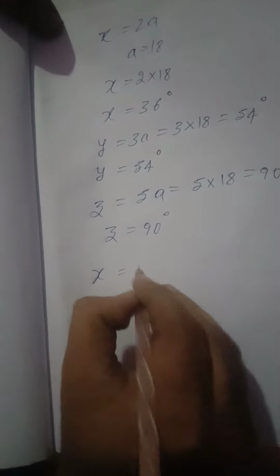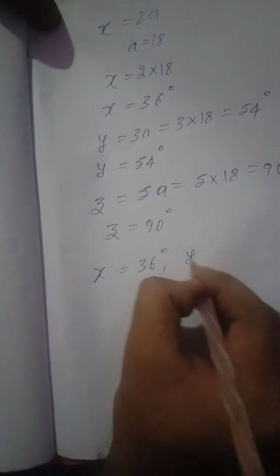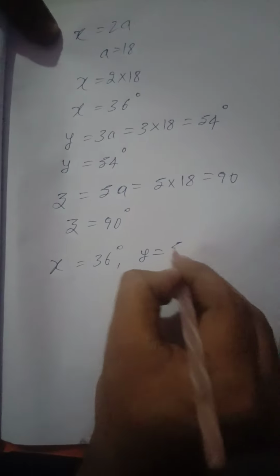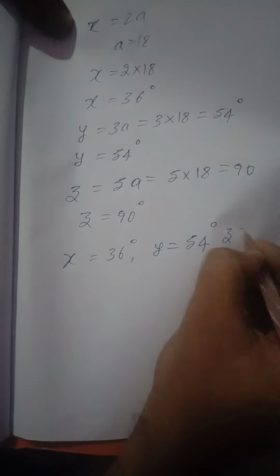x is equal to 36 degrees. y is equal to 54 degrees. z is equal to 90 degrees. This is the answer.